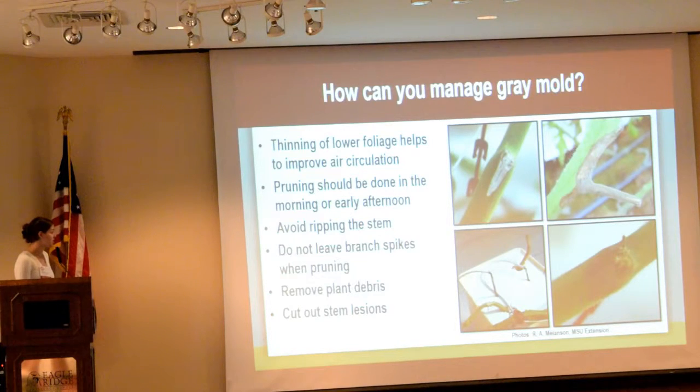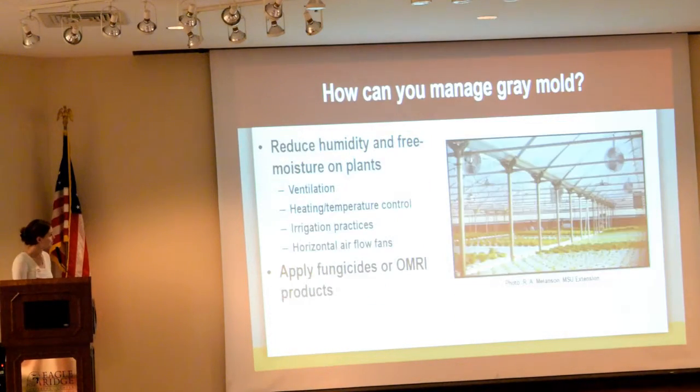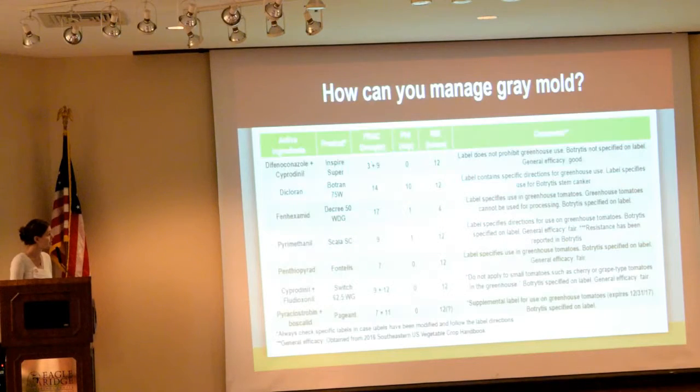And then you want to remove plant debris, and cutting out stem lesions can also be helpful, particularly when you have stem infections. Again, with botrytis, reducing humidity and free moisture on plants, and adjusting your ventilation, your heating, and your temperature, your irrigation practices, and having horizontal airflow fans can all help with that. And then there are fungicides or OMRI approved products that are effective against botrytis.